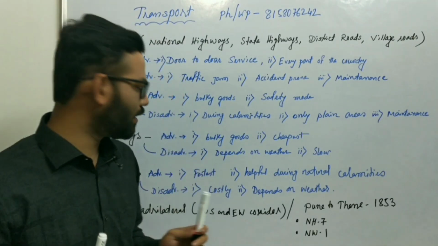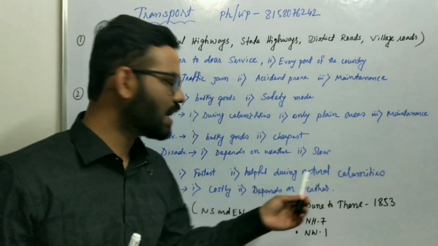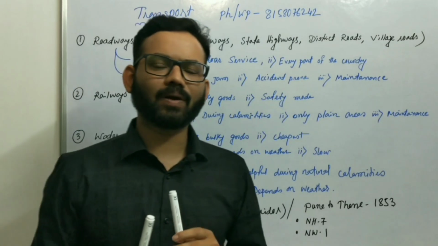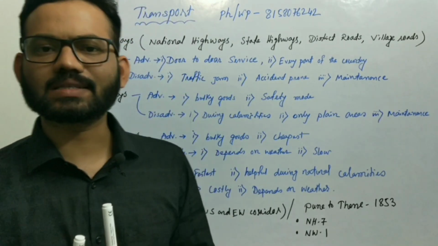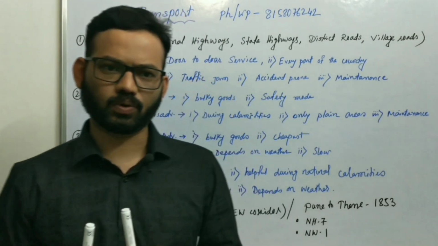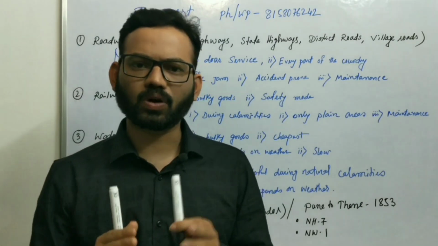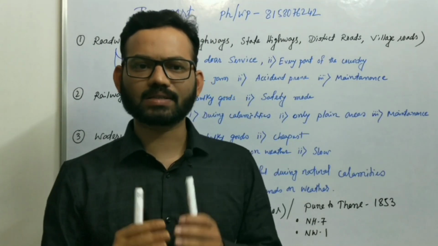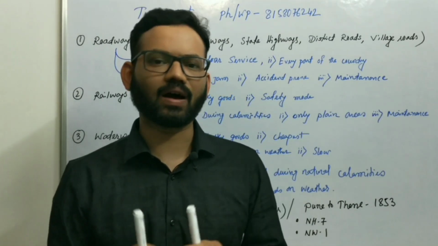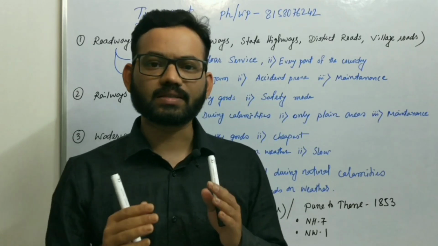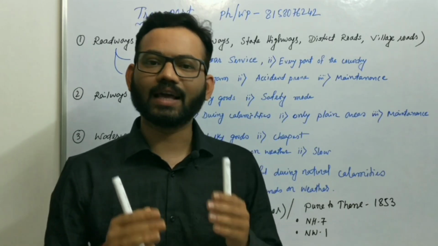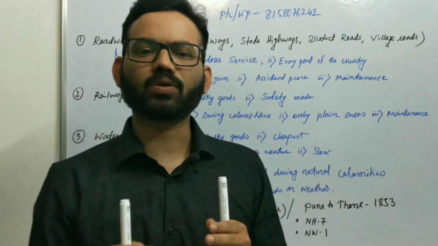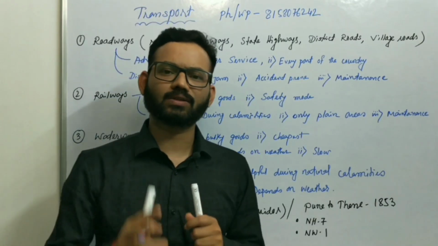Let's discuss the advantages and then the disadvantages of airways. Number one, it is the fastest mode of transport among all the modes of transport. Number two, during natural calamities like floods, earthquakes and other disasters, airways can help by providing the victims with food and other necessary things. These are the two advantages of airways.